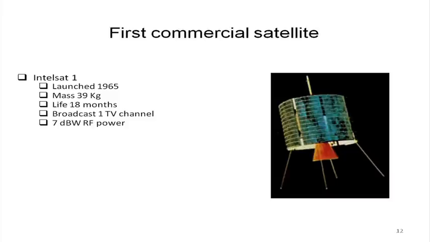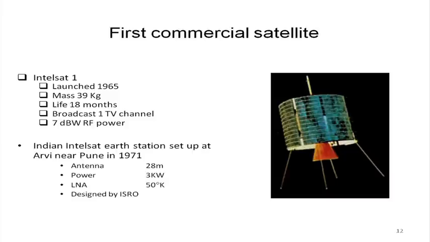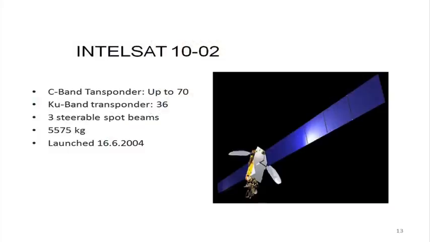So it had only 5 watt RF power, and the corresponding ground station in India, which was set up in 1971, had an antenna of diameter 28 meters. So you can see such a large, huge antenna was required on the ground, and the ground power requirement was 3 kilowatt. There is a low noise amplifier, we will learn about it later. The noise of the amplifier has to be controlled by reducing the temperature, and that was kept at 50 degree Kelvin. That is also another difficult situation.